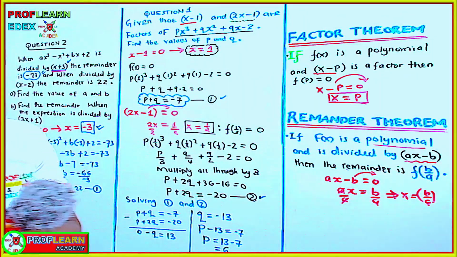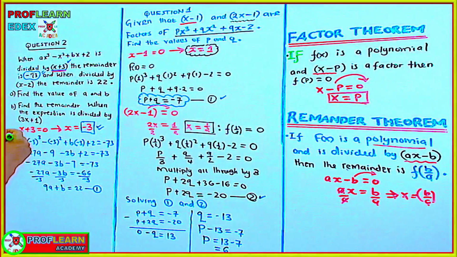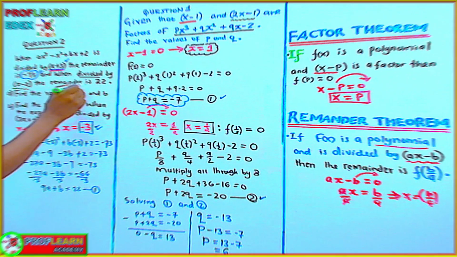So the next thing we need to do is to find equation number 2, and equation number 2 is going to come from this one that we have here, because we are told that if divided by x minus 2, the remainder is 22.